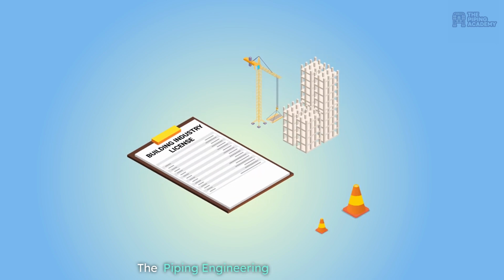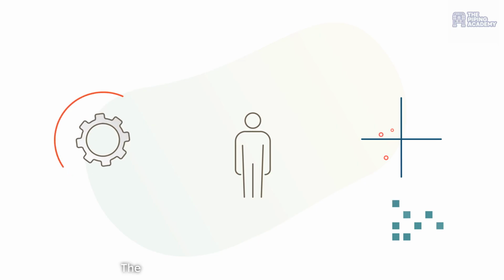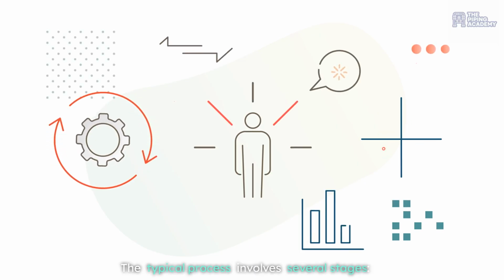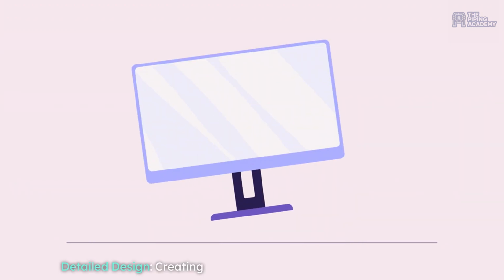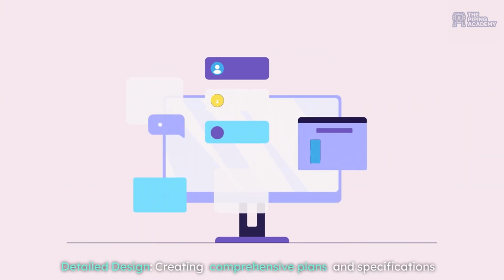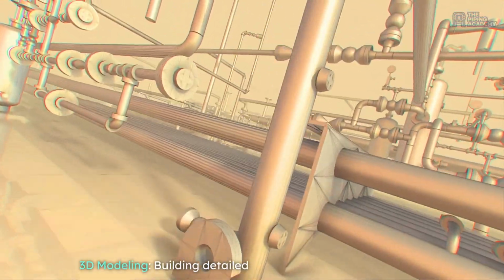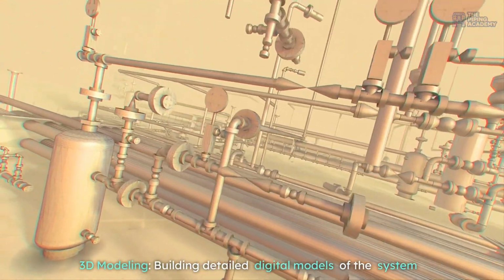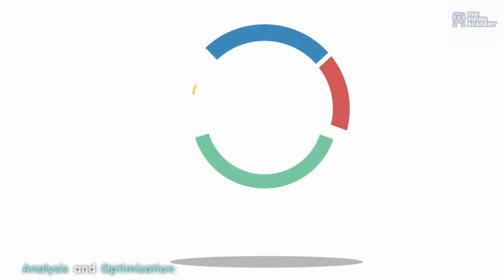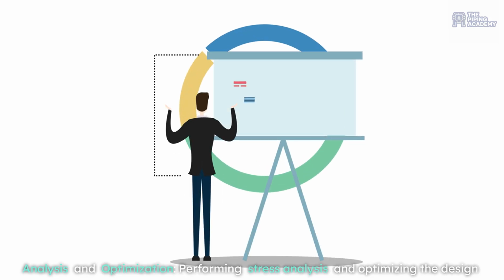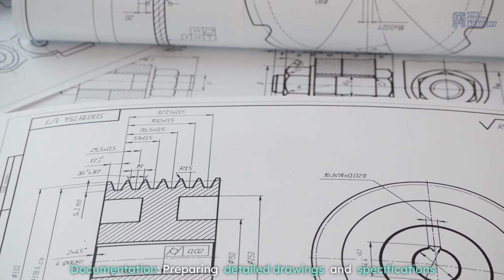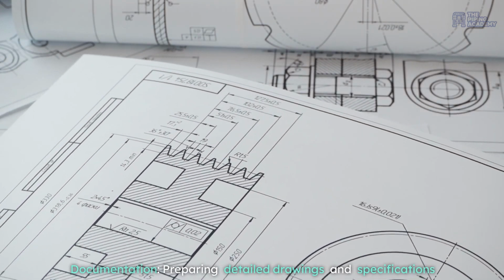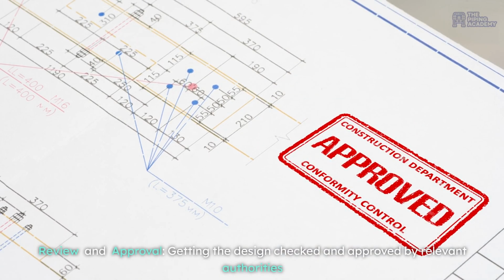The piping engineering design process. The typical process involves several stages: conceptual design, developing initial ideas and layouts; detailed design, creating comprehensive plans and specifications; 3D modeling, building detailed digital models of the system; analysis and optimization, performing stress analysis and optimizing the design; documentation, preparing detailed drawings and specifications; review and approval, getting the design checked and approved by relevant authorities.